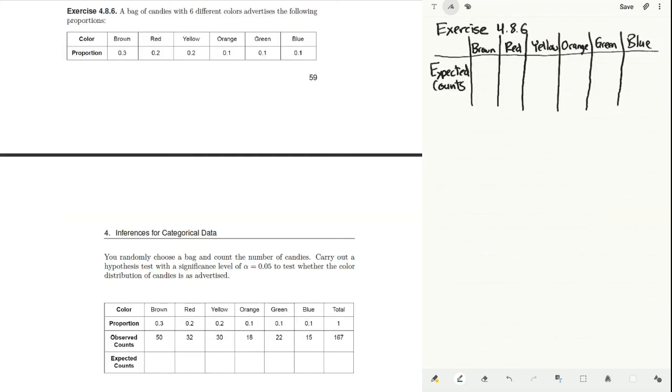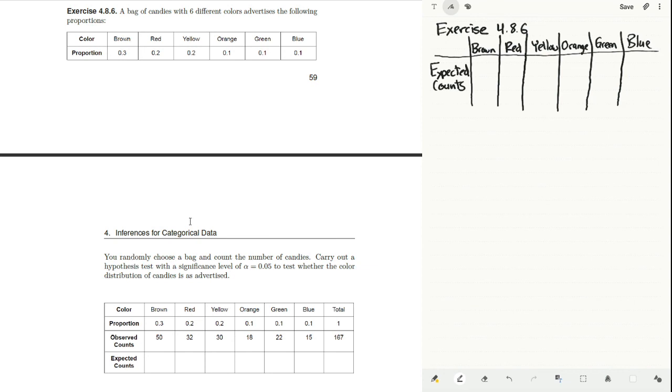Suppose we have a bag of candies with 6 different colors, and it advertises the following proportions given to us in our table. So you randomly choose a bag and count the number of candies. Carry out a hypothesis test with a 5% significance level to test whether the color distribution of candies is as advertised. So let's first find the expected counts for each of these candies.